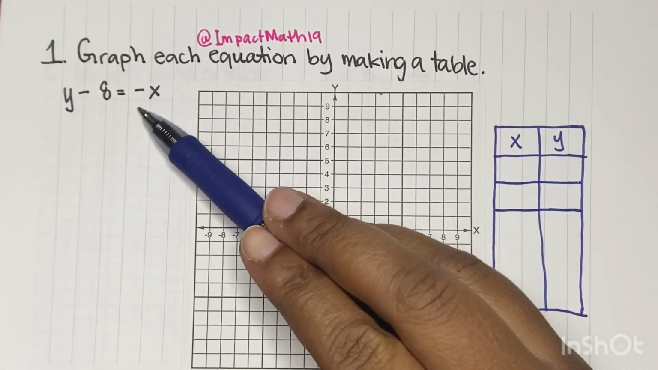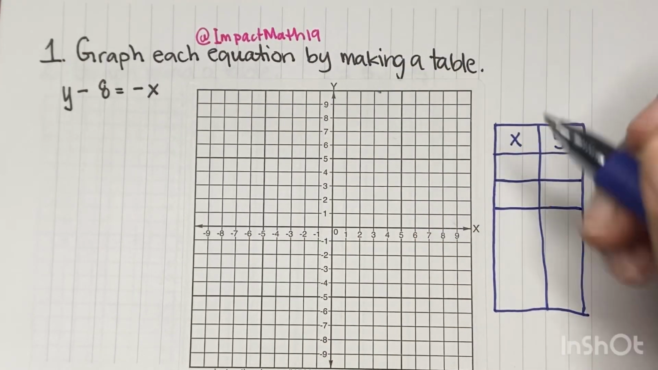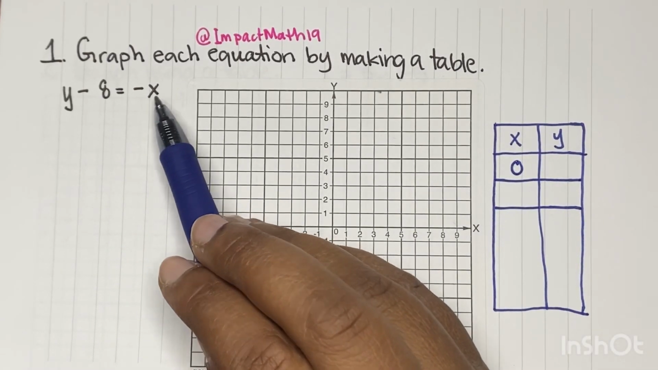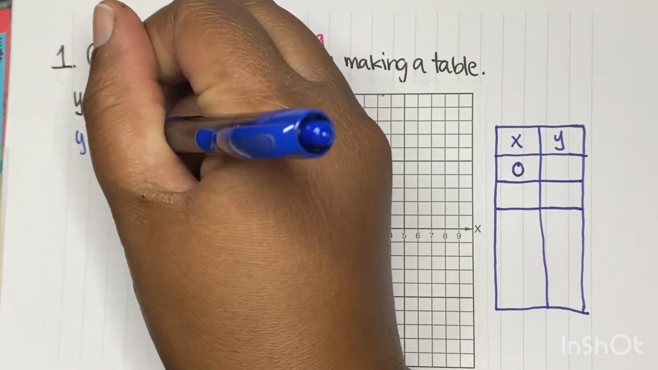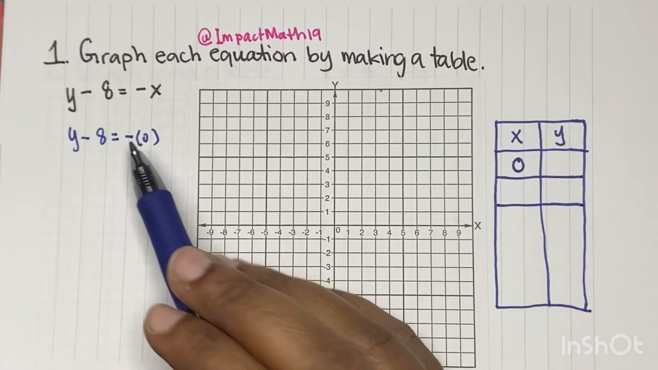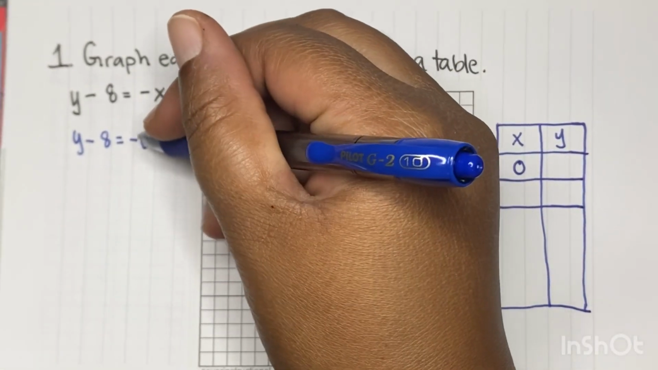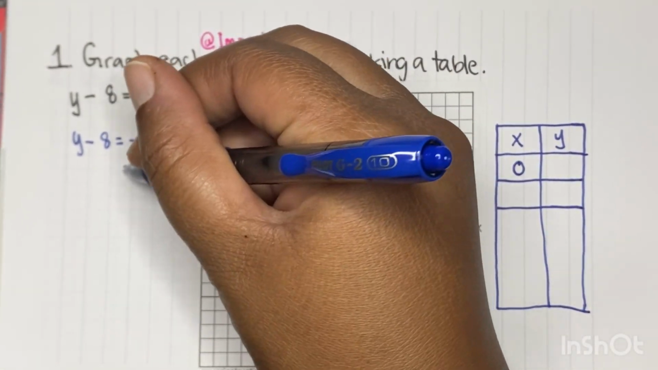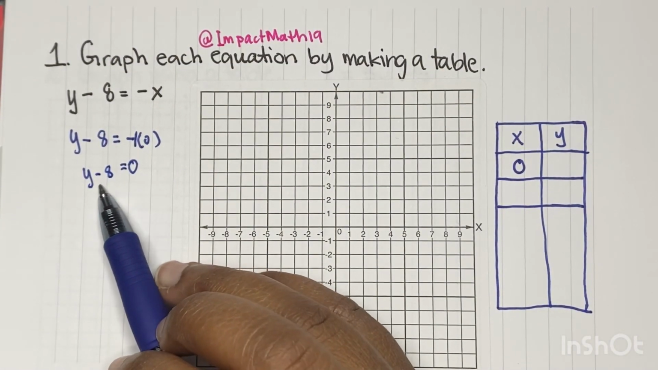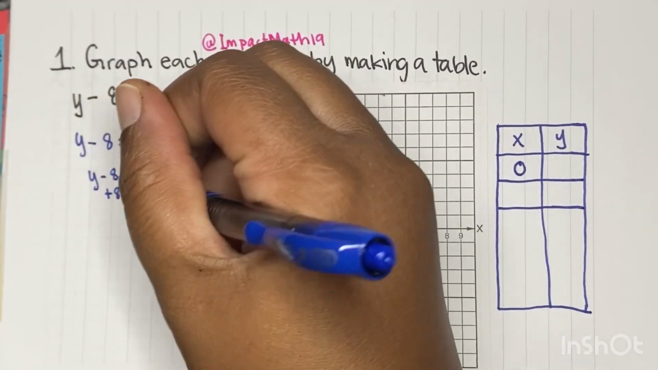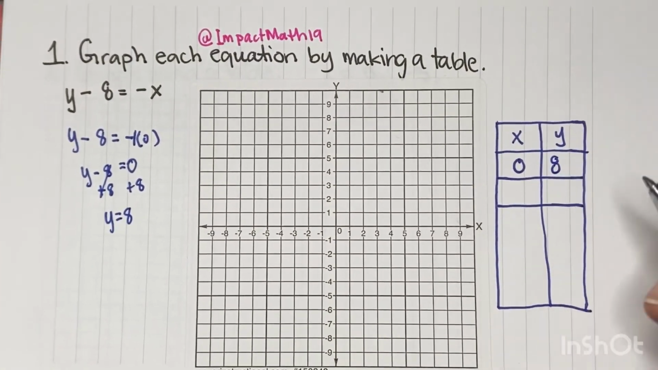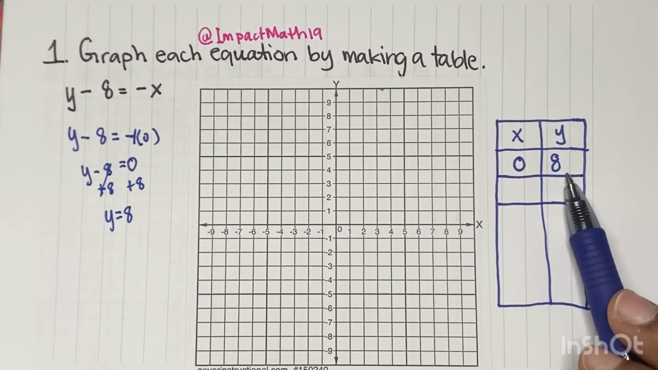So let's start with 0 as x. So if I make 0 x, that means I'm plugging in 0 here. So I'm going to do y minus 8 equals negative times 0. Well, negative 1, because really that's a 1 there. A negative 1 times 0 is just 0. And then we have y minus 8. Well, how do we get y by itself? We do the opposite by adding 8 to both sides. And we get y equals 8. Okay, so we have 8 here. So that's our first point, okay?